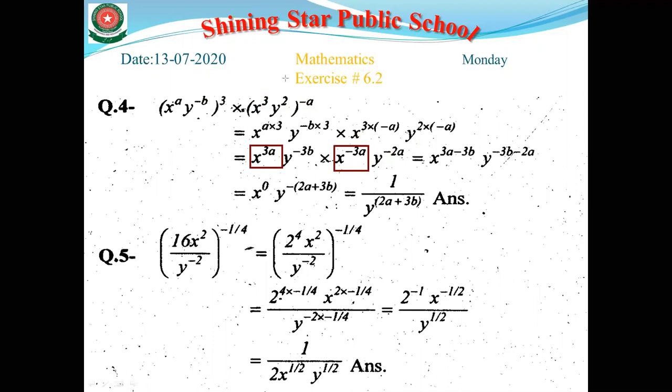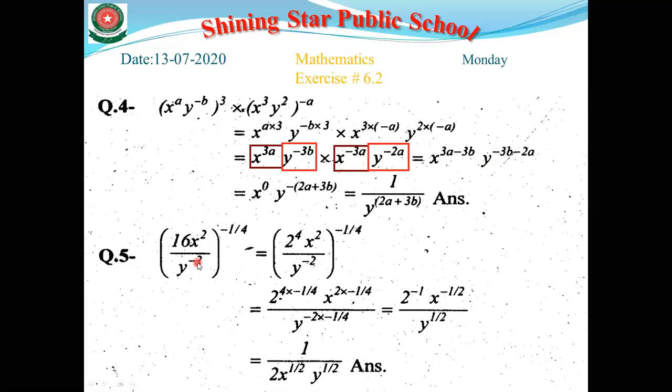Now in this question, this x and x both are the same. If their bases are the same, we know that their powers will be added. x power 3a minus 3a. So 3a, 3b, next is y. In y, the power is minus 3b and here is minus 2a. So we will add the powers because the bases are the same. When we add the powers, minus 3b minus 2a is your required answer of question number 4.